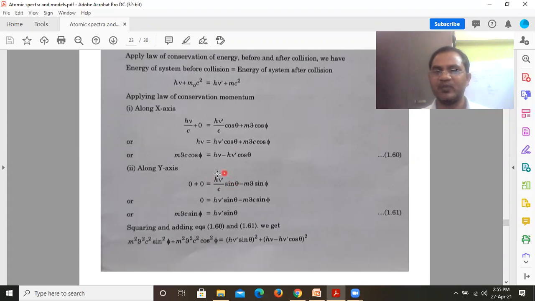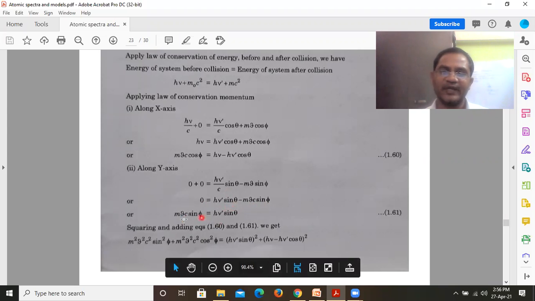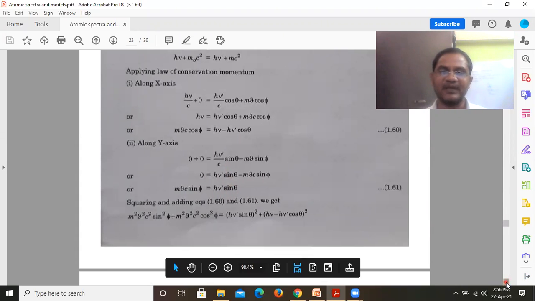The momentum component along the y-axis of the scattered photon is h nu dash by c sin theta. Next, minus mv sin phi. This is the recoil electron momentum, because the electron is moving in the downward direction at angle phi. So the y component of the momentum of the electron is along the negative y-axis. That's why we got a minus sign here. So 0 equals h nu dash sin theta minus mvc sin phi. Therefore, mvc sin phi equals h nu dash sin theta. That is equation 3.